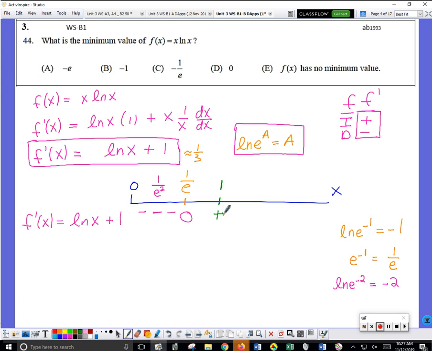I could have used e. Natural log of e is 1. 1 plus 1 would be 2, hence positive. But I only need to test one spot. Big question.